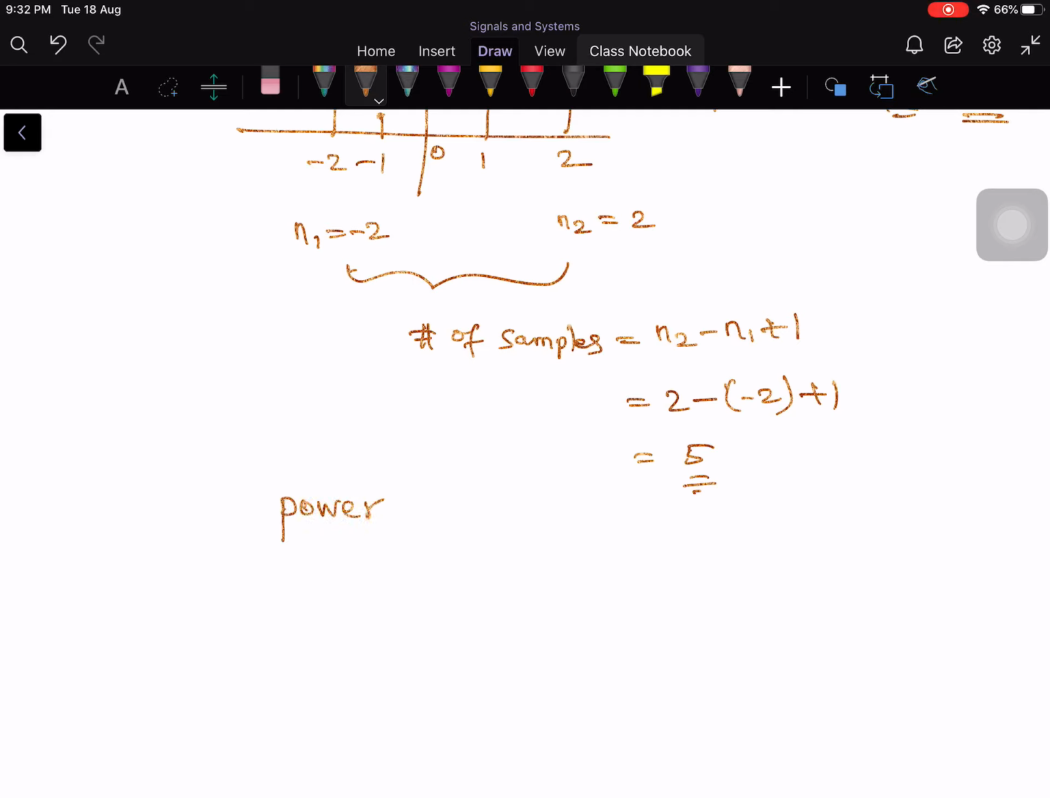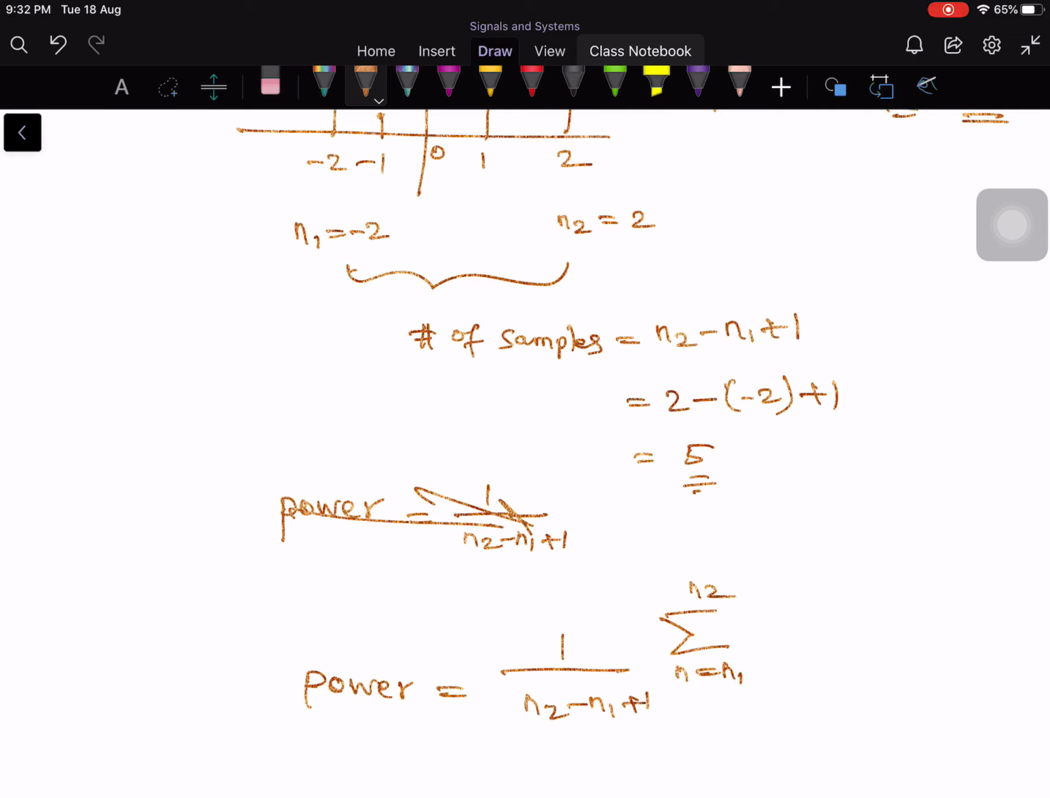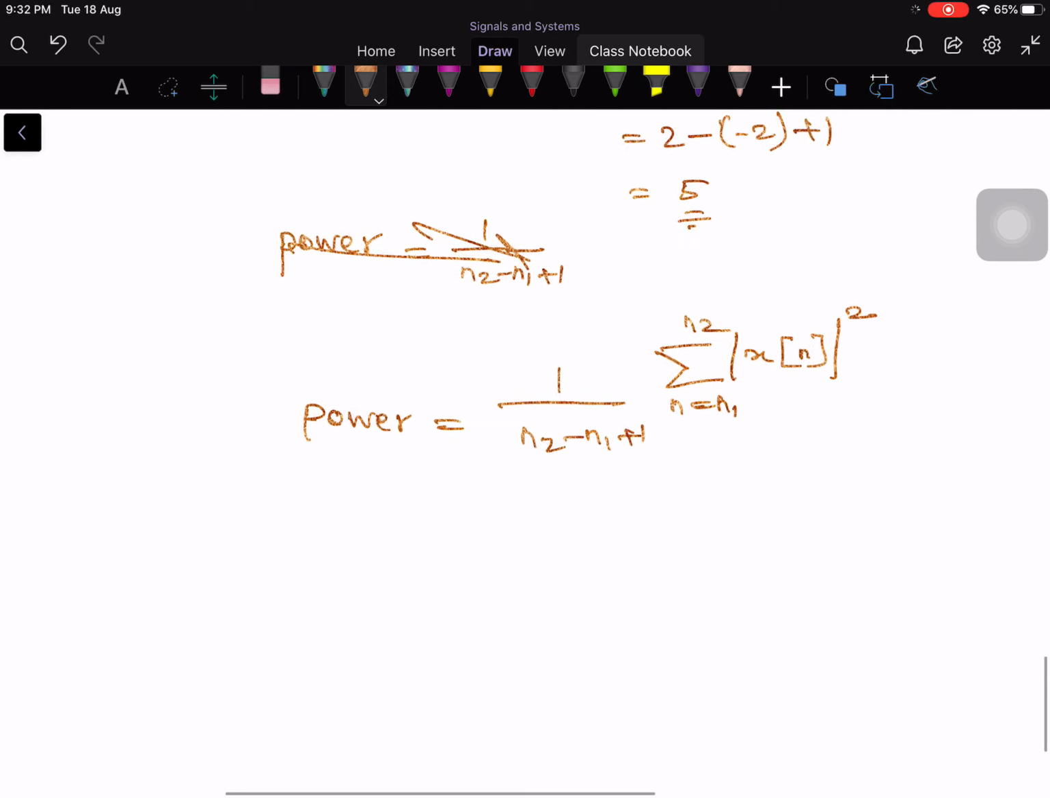Average power is equal to 1 by n2 minus n1 plus 1 times the sum over n equal to n1 to n2 of the magnitude of x of n, squared. That's it. So this is the average power.